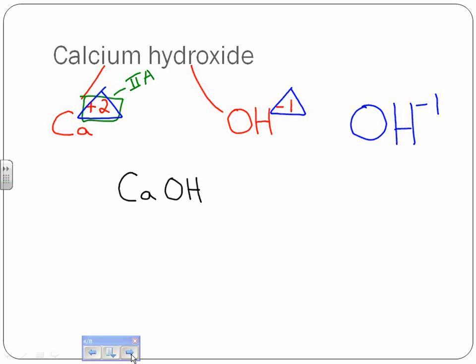How do we show that we need 2 hydroxides in the formula? We have to put parentheses around the hydroxide and then a 2 afterwards. That way this 2 gets distributed to both of those hydroxides inside the parentheses. It's a distributive property.